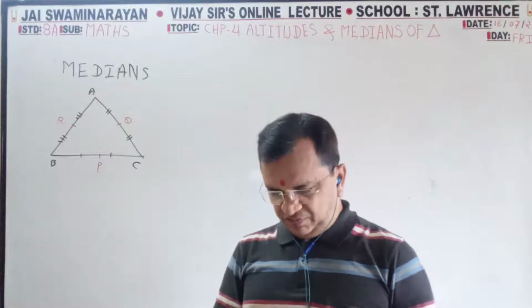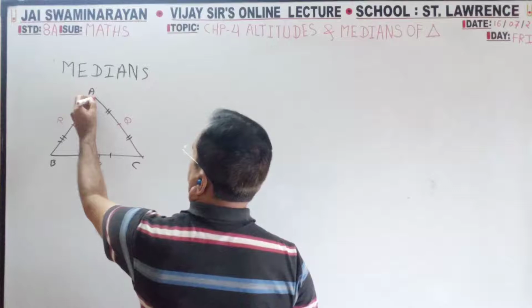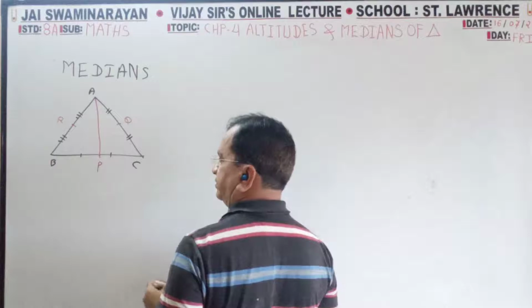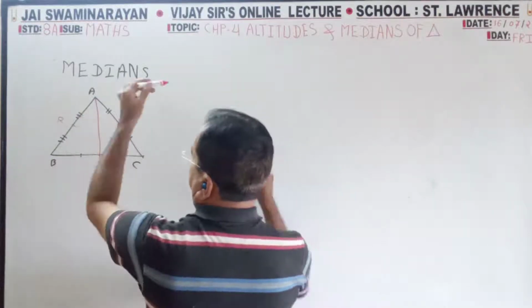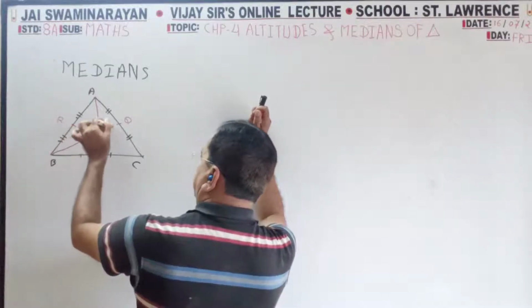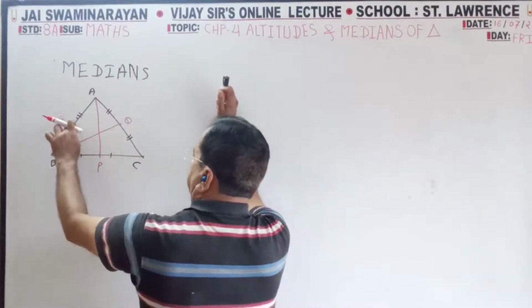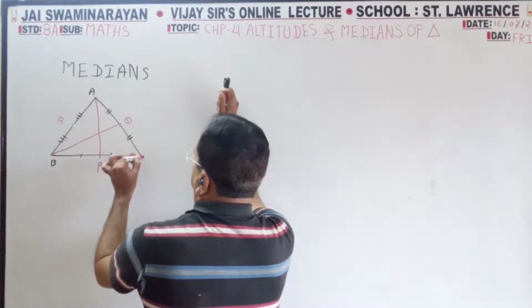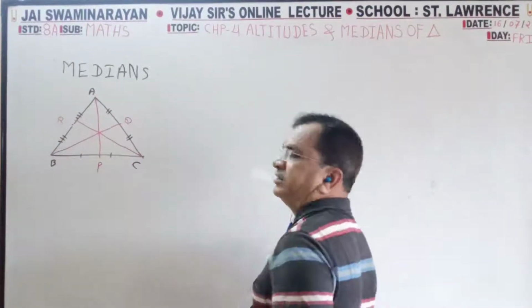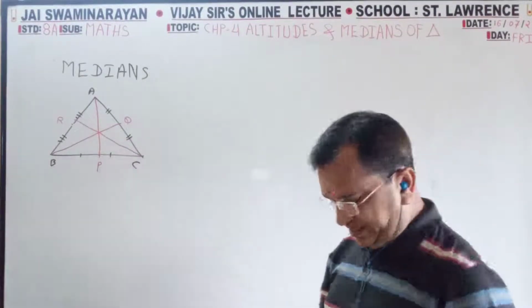What is the definition of median? It is a segment joining a vertex and the midpoint of the opposite side. This is the definition of median.